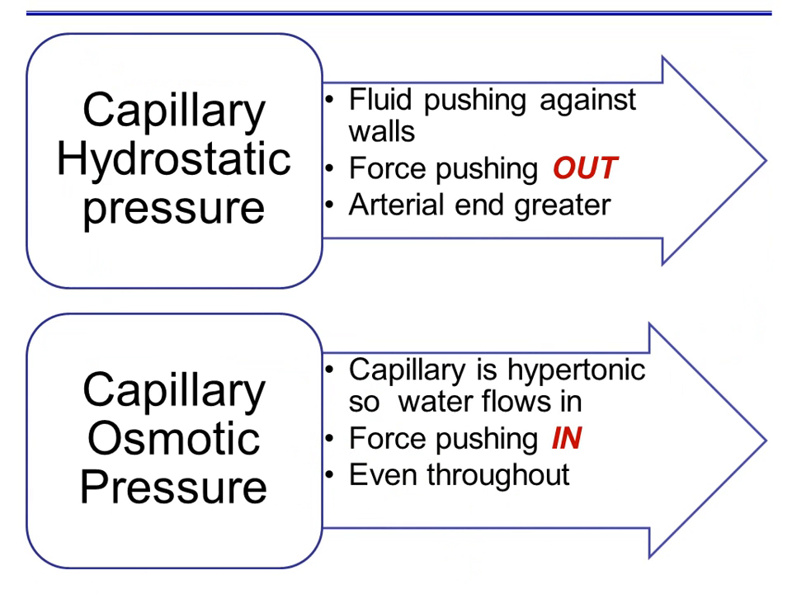So again, capillary hydrostatic pressure is the fluid pushing against the walls of that arterial end of the capillary. It is a force pushing out. It's higher at the arterial end, but it's next to zero at the venous end. Osmotic pressure is osmosis. That's the force of fluid pushing back into the capillary. It stays constant throughout because it's the force associated with the osmolarity of the interstitial space.